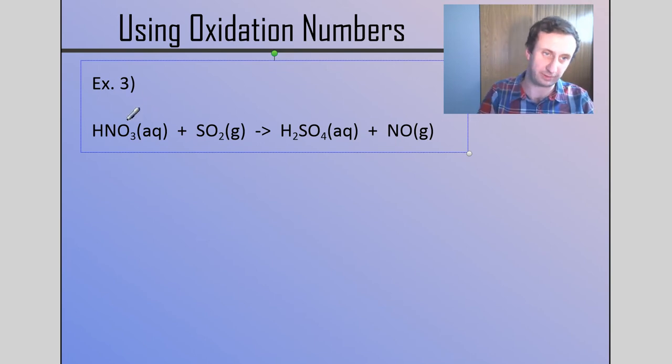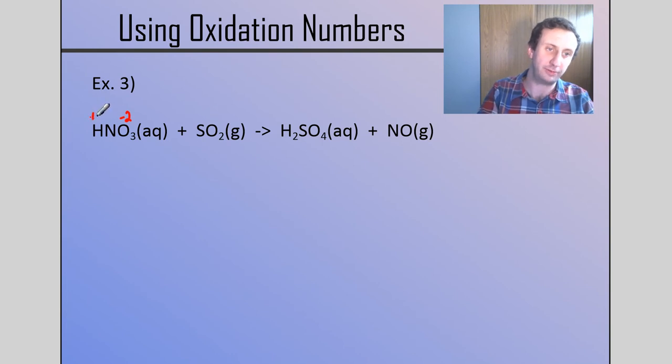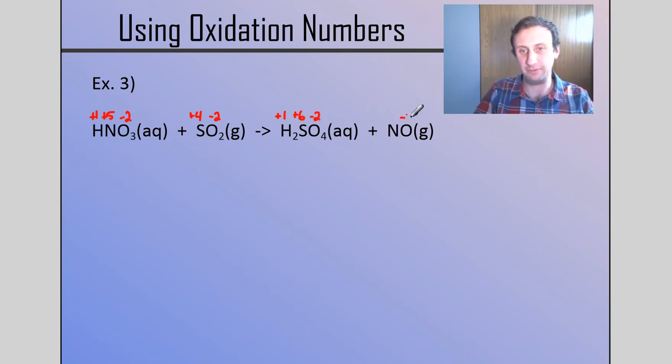And here's the answer. I have -2 for oxygen, so +1 for hydrogen, that makes nitrogen +5. -2 for O, sulfur is +4. -2 for this, +1 for this, that makes sulfur +6. And then I have -2 for O, which makes nitrogen +2. All right, so here's my change.